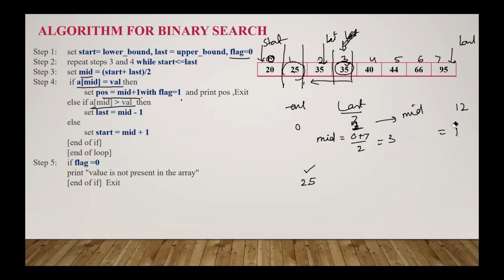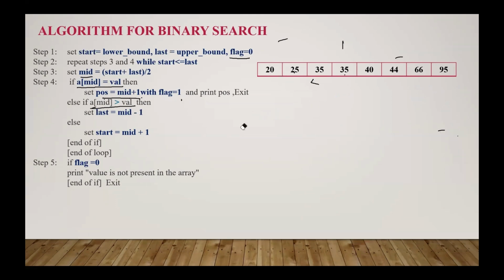For example, I enter a greater value. I want to search the value equal to 44. So this is 0, 1, 2, 3, 4, 5, 6, 7. Now what is the mid? Start is 0 plus 7 divided by 2, that is 3. This is the element at index 3. Is this element greater? No, it is less than. Less than means start equals mid plus 1.